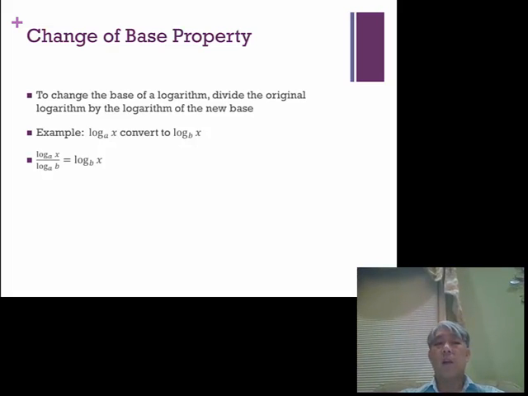And so using your calculator, you could convert the natural log or the common log into a log of a different base simply by dividing by the log of that new base.